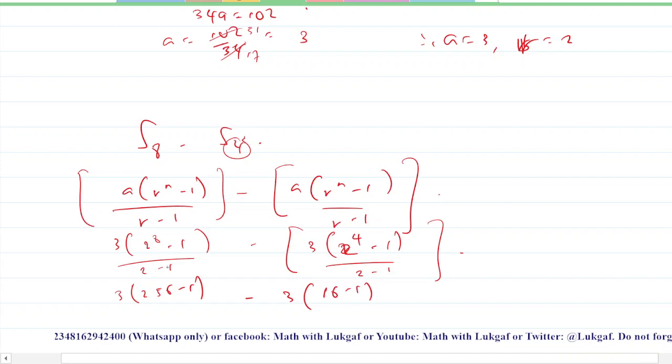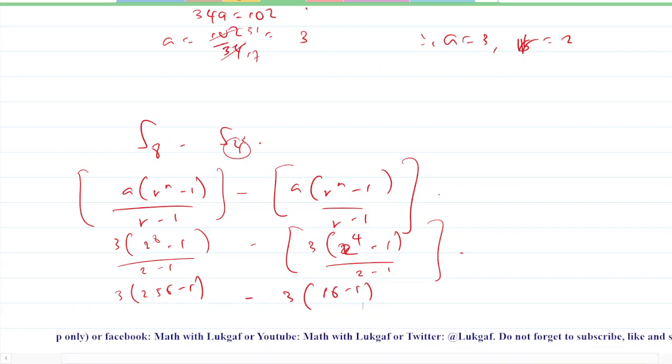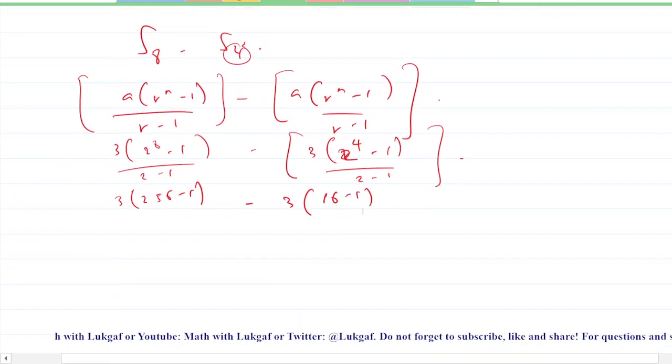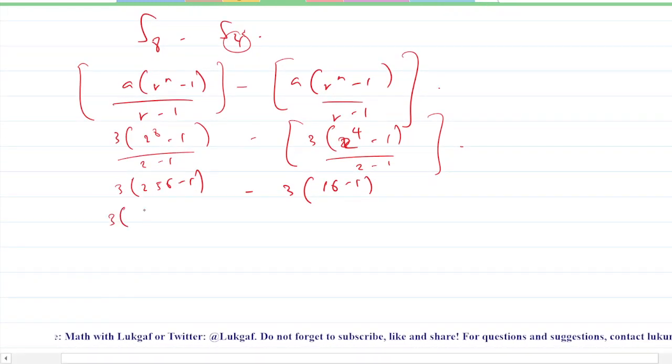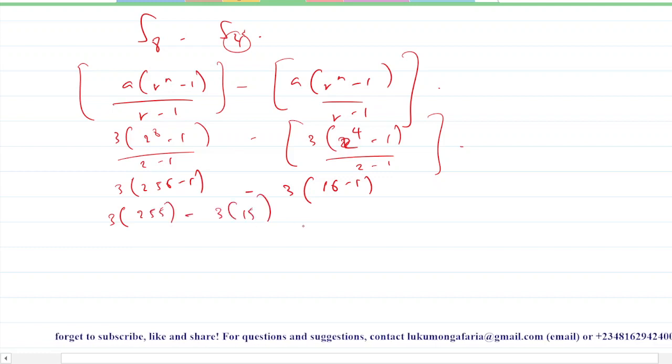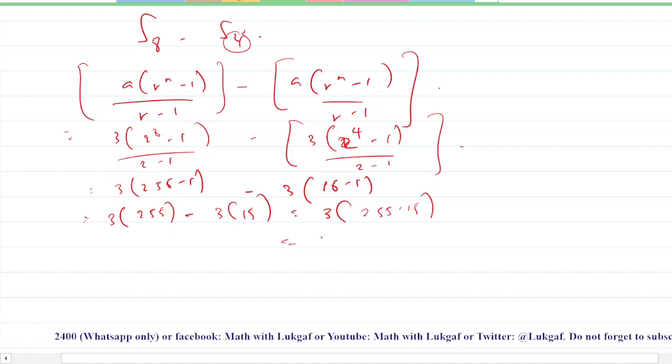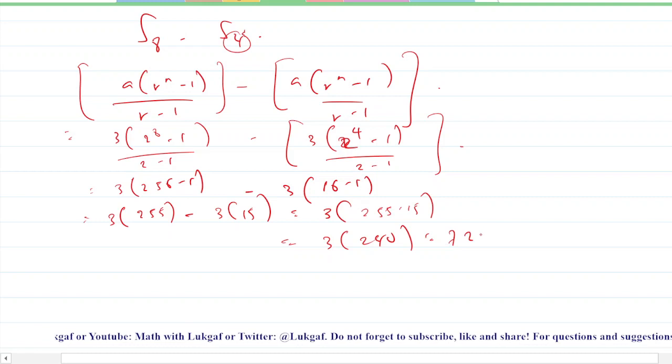You don't need to, because 2 minus 1 is 1. You can leave that as it is. So then if you simplify further, this is going to give me 3 into 255 minus 3 into 15. You understand? So if I were you, I can put 3, factor 3 out, and this is going to give me 255 minus 15. And 255 minus 15, that's 240. Which will give you 720. So therefore, S8 minus S4 will give me 720.